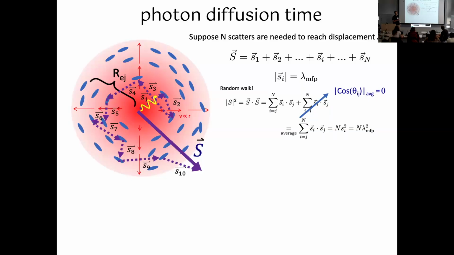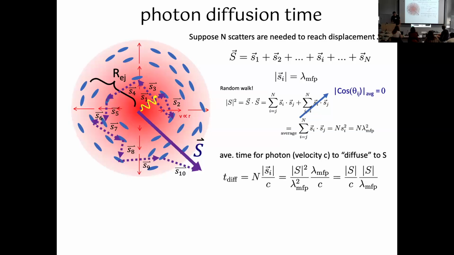So if we square this total displacement vector, we're going to get two types of terms. One which is s_i dot s_j, where i is equal to j, and s_i dot s_j, where i and j are not equal. If you average over many scatters, of course there's a cosine when you do the dot product. Your scatter or your absorption re-emission direction is going to average to 0. And so S squared, you just end up with this term, and there are just n of these, so it's n times the mean free path squared. Okay, so that tells you basically, to move a displacement S, you need to move square root of n mean free paths.